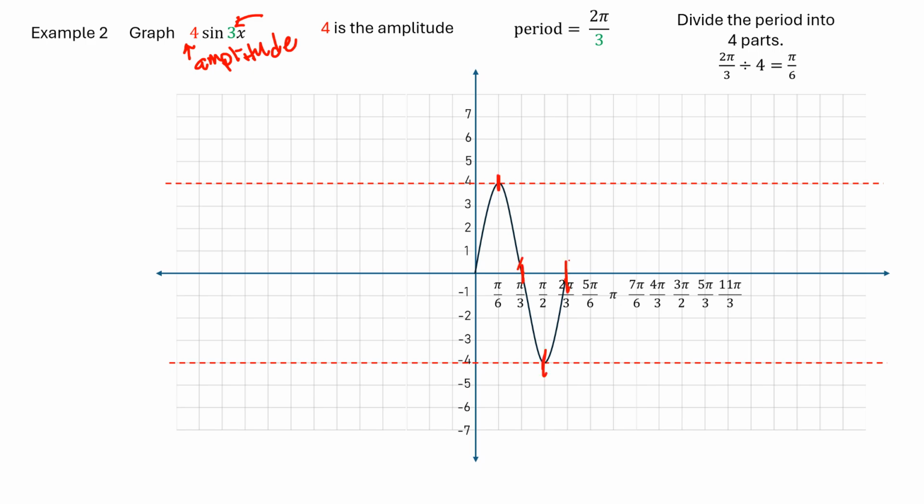And so if you keep going now, all the way to 2 pi, you can see that the function completes 3 cycles in 2 pi radians. So that number 3 also tells you that.